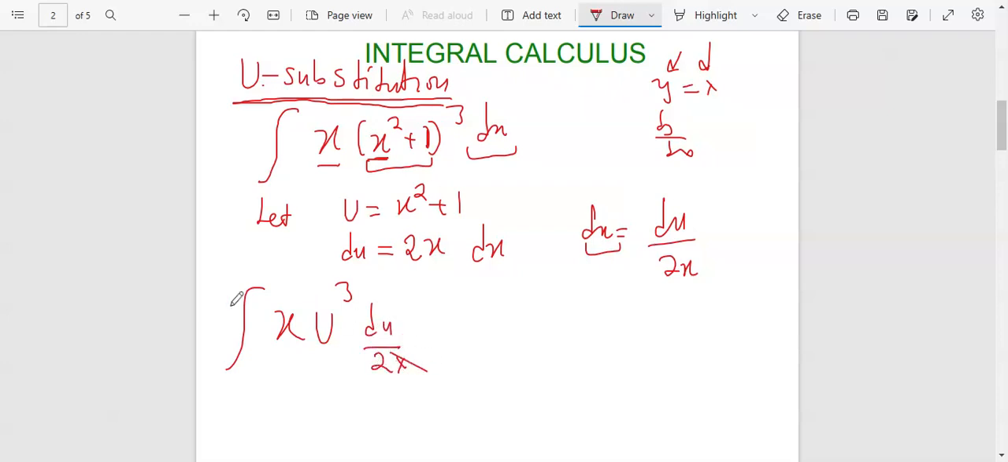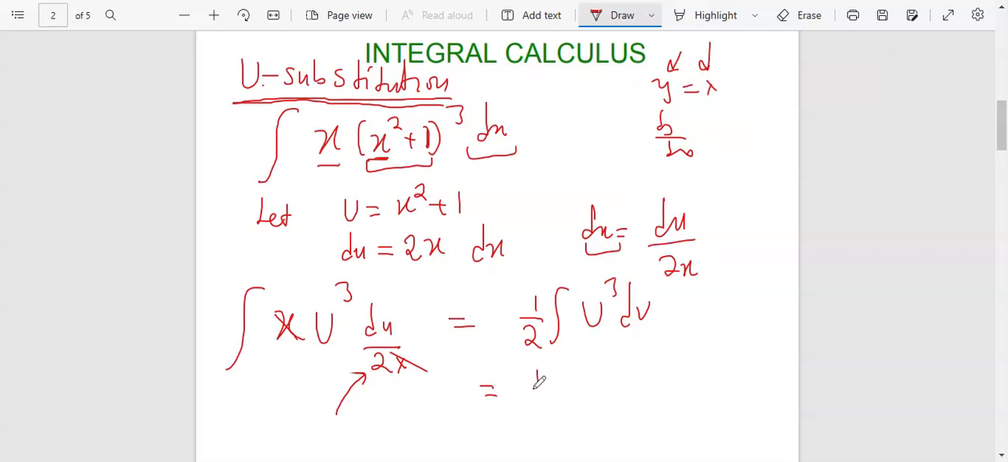So see that this x and this x, they'll cancel. That will give us the integral. Now this 2 is in the denominator, so I'll take it outside the integral. That will be 1 over 2. Please don't write 2, because the 2 is in the denominator. That's why I've written 1 over 2. And then you have got u to the power 3 du.